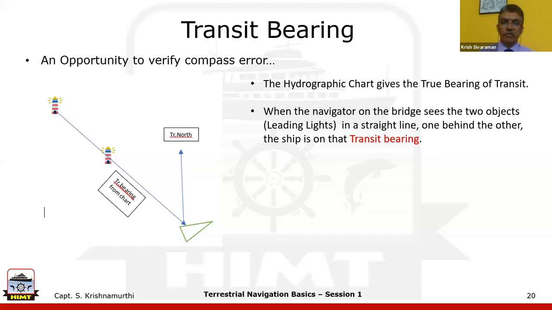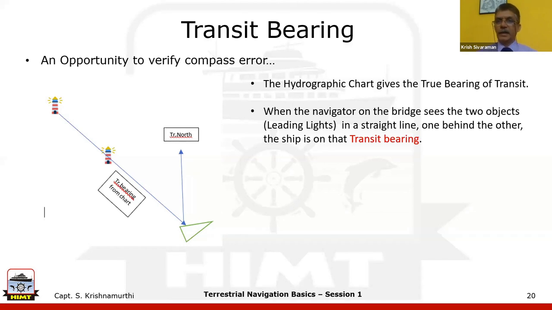Okay, you just have to be anywhere on that line. You need not only be heading towards those lead lights. The moment you see both those lead lights in a single line, you immediately go on your bridge wing, take a bearing on the compass with your azimuth circle, and you will obtain a particular bearing. Compare it to the charted true bearing. If there is a difference, that is your compass error.